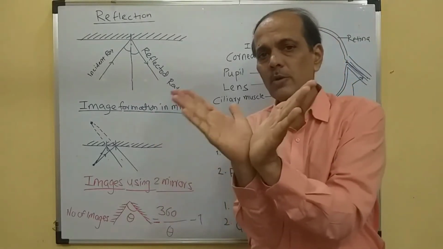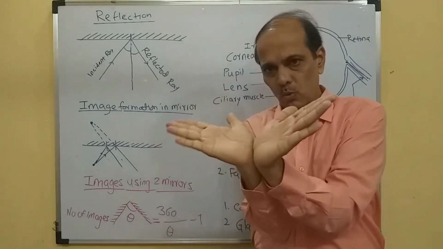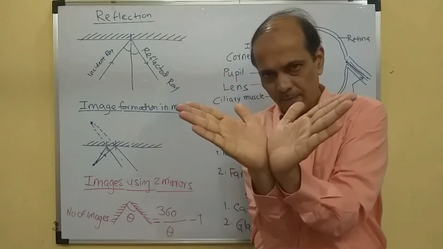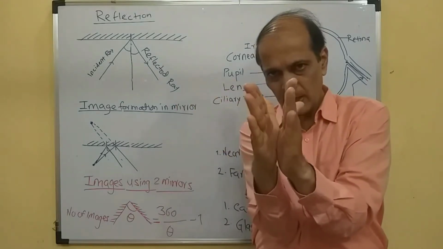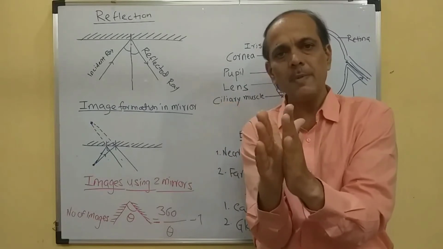So as you reduce the angle, the number is growing: 2 for 120 degrees, 3, 5, 11 and so on. If you reduce the angle, the number of images keeps increasing.